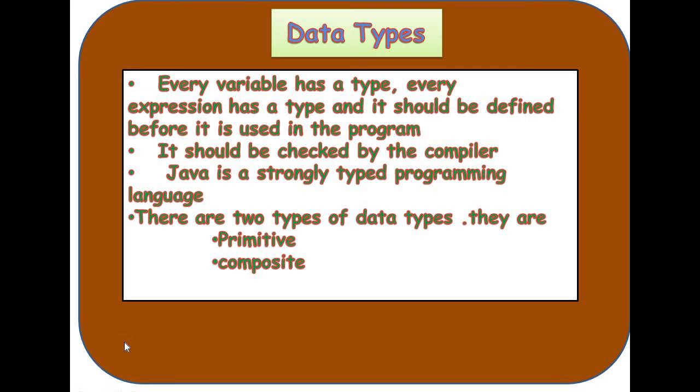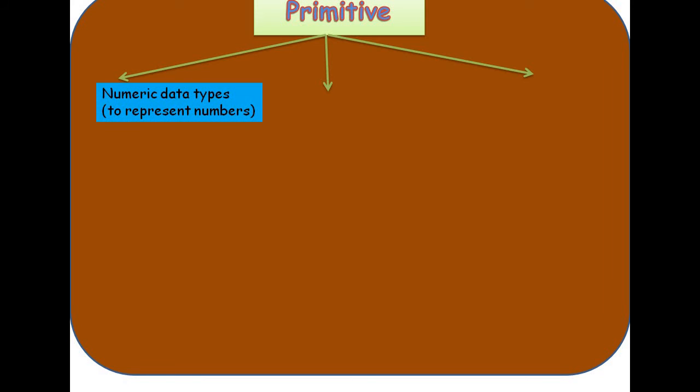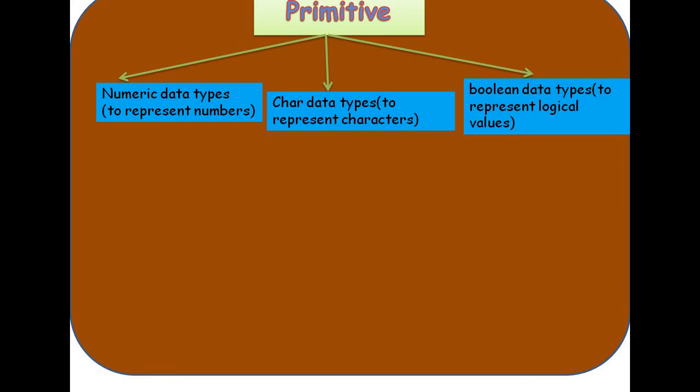There are two types of data types. One is primitive data type, another one is composite data types. First one is primitive data type. Earlier we have seen primitive data types are numeric data types, which are used to represent numbers. The next one is character data types, used to represent characters. The next one is Boolean data types, used to represent logical values, either true or false.